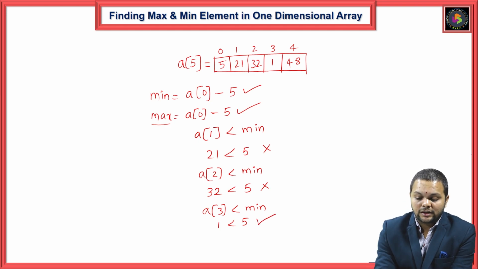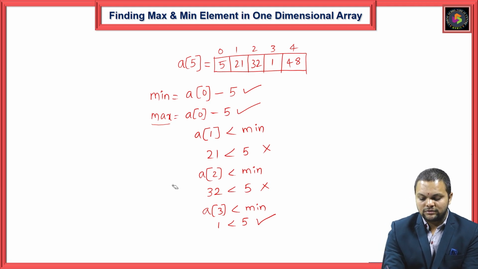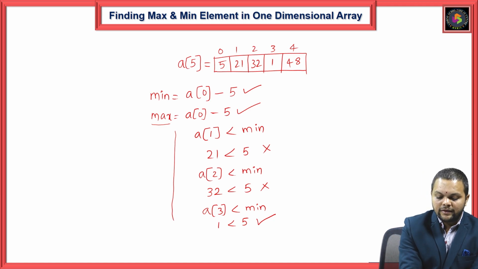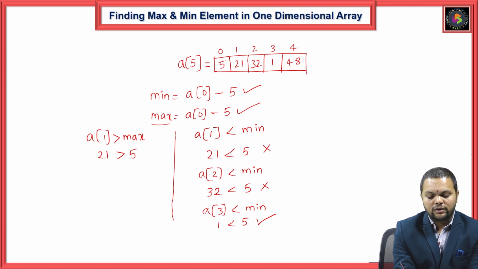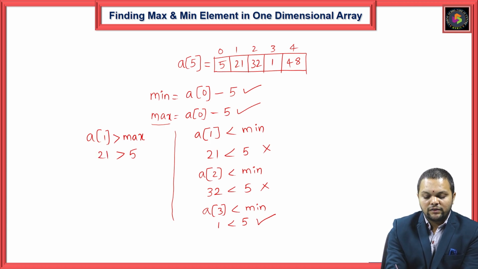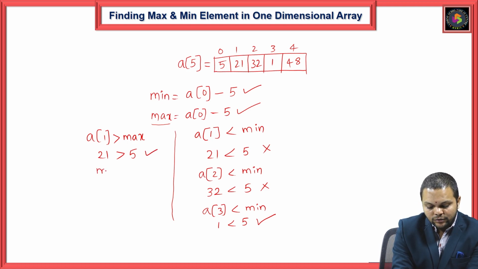That means I am checking whether the values next to this a of 0 are less than this minimum element or not. In the same way, I'll check a of 1 is greater than max. Max is holding a value of 5. A of 1 has a value of 21. 21 is greater than 5. Yes, the condition is satisfied. So I'll change the max value to a of 1, which is nothing but 21.